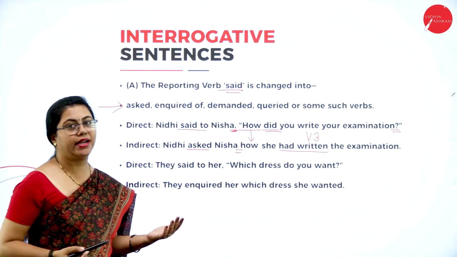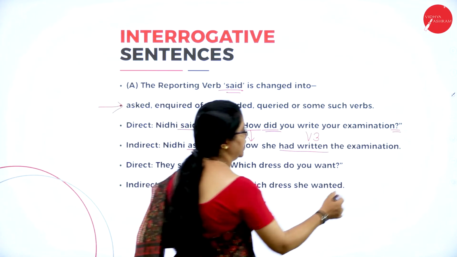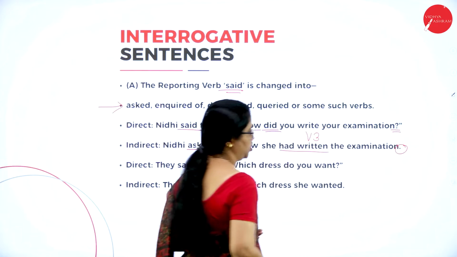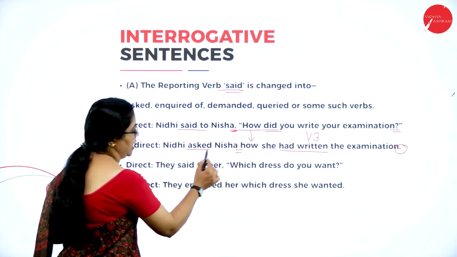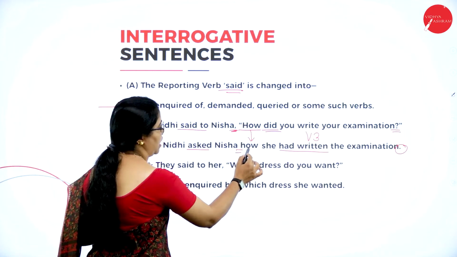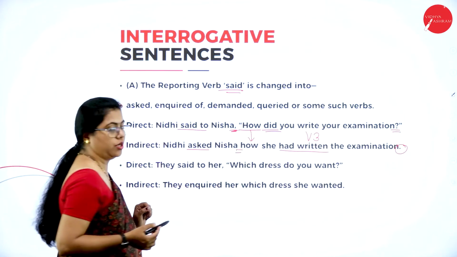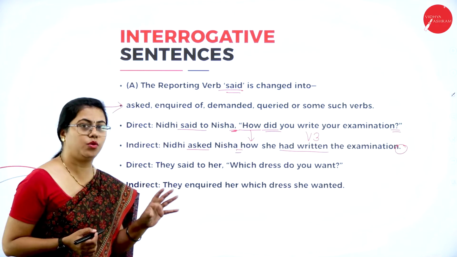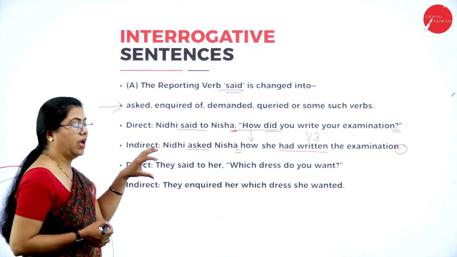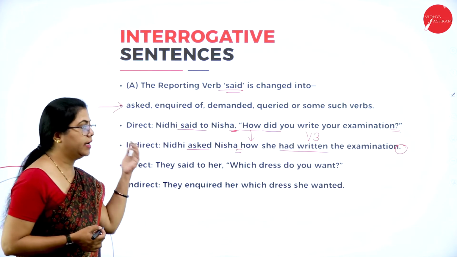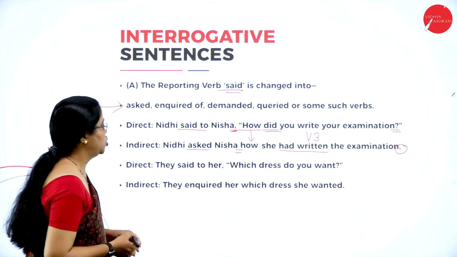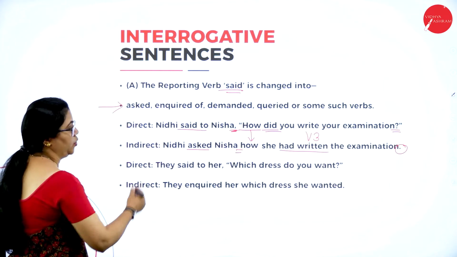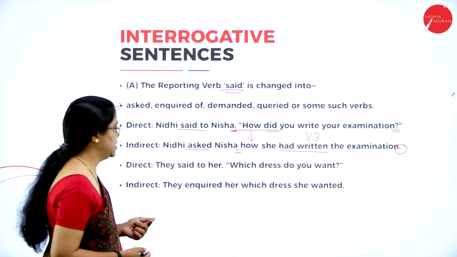So how she had written the examination, and in the end you are not putting a question mark because the sentence is starting with Nidhi asked Nisha. It is not starting with how, because we have removed the quotation mark. We are not using the exact words of the speaker. So we are reporting it. When we are reporting it, it becomes a mere statement, not a questioning sentence. So this is how you change from direct to indirect, that is interrogative sentence.